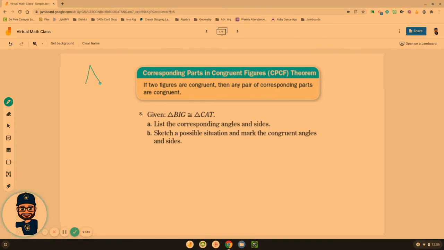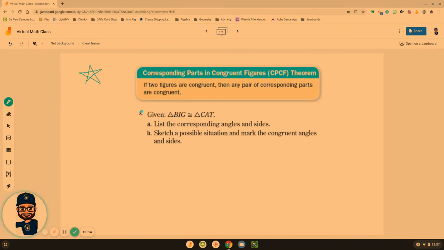I really, though, want to focus on this one today. And we kind of introduced it in the last video. This is the most important one in the entire chapter. It's the one that we use in almost every proof. Corresponding parts in congruent figures theorem, CPCF. Corresponding parts, congruent figures. If I know that two figures are congruent, I know one triangle is congruent to another triangle, then any pair of corresponding parts are congruent. If I know the triangles are congruent, then I know their parts are congruent.